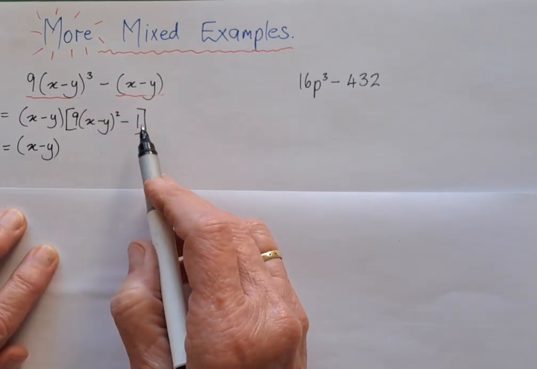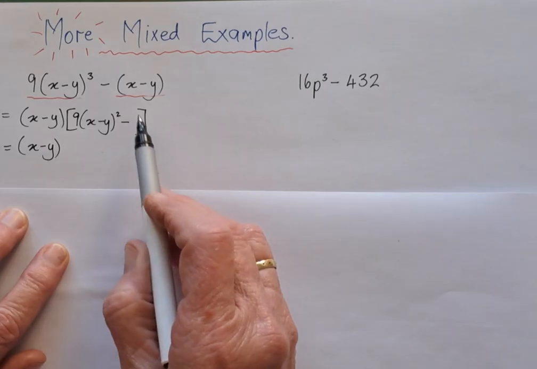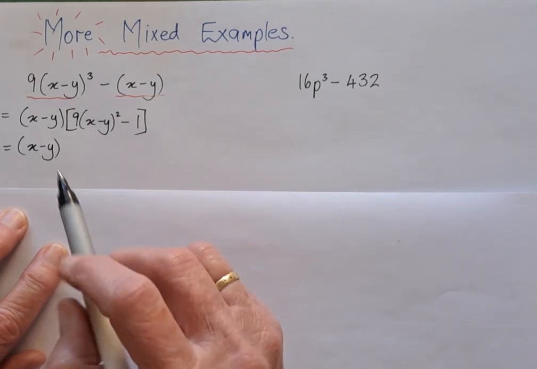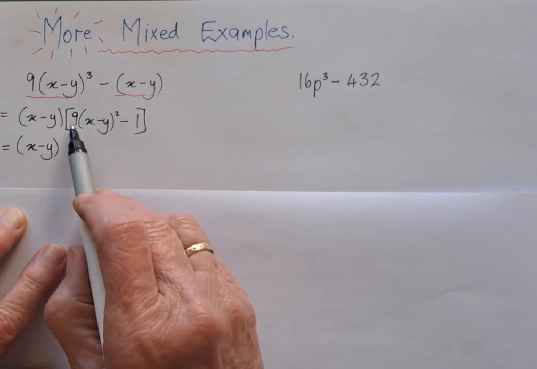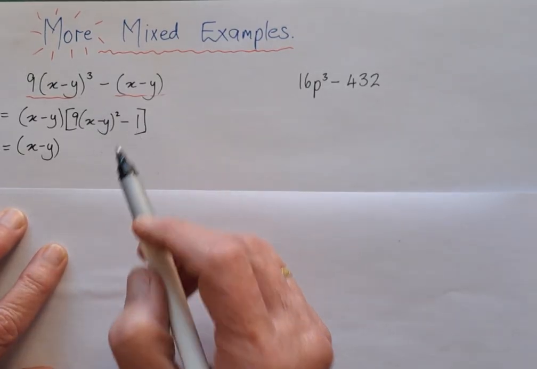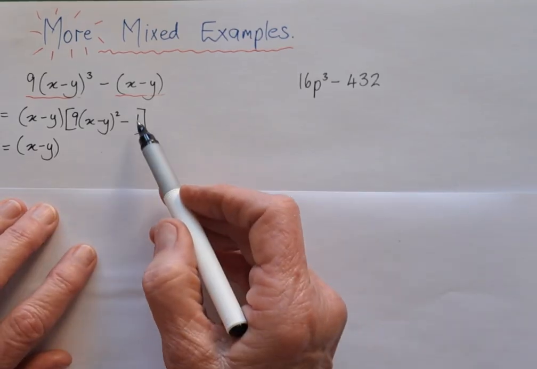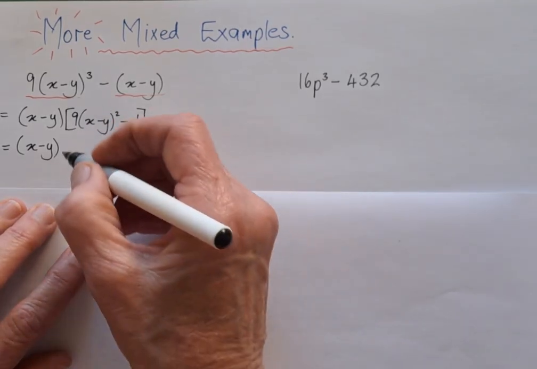But if we have a look at this, we've got one term here and another term there. We've got a minus sign in between, which means it looks like a difference of 2 squares. 9 is a perfect square, a bracket squared is obviously a perfect square, and 1 is definitely a perfect square. So we're going to factorize this using the rules of dots.